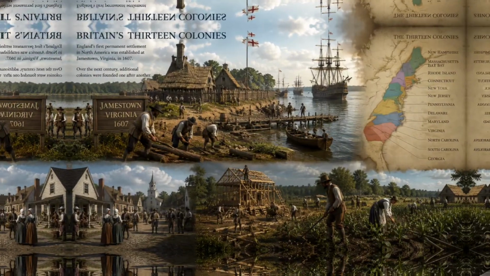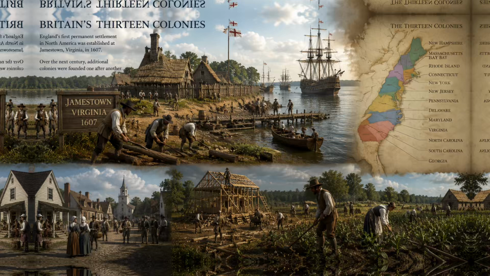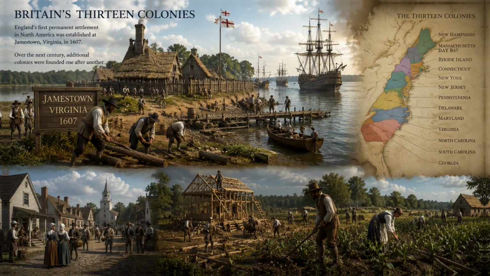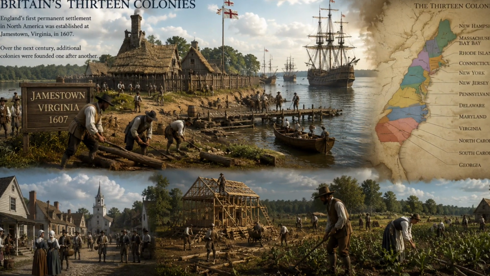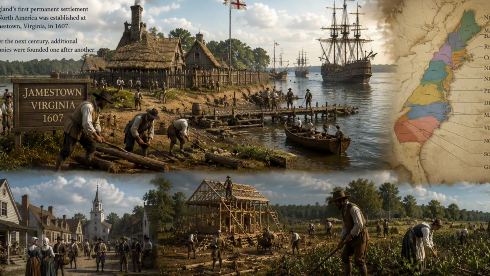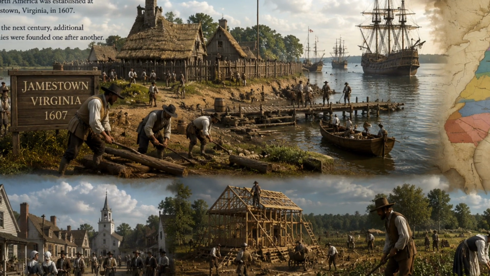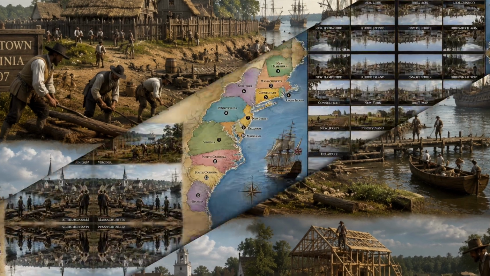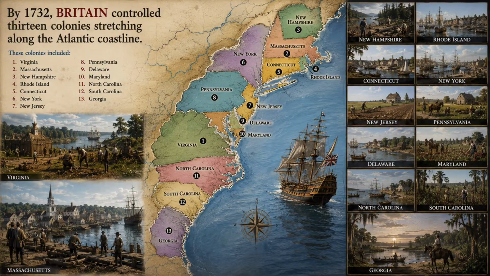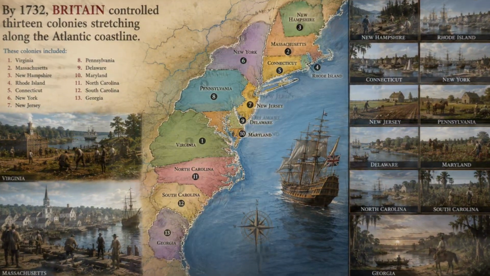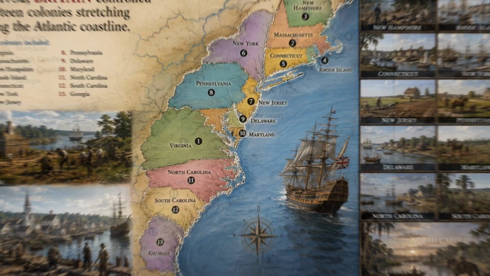Britain's 13 colonies. England's first permanent settlement in North America was established at Jamestown, Virginia in 1607. Over the next century, additional colonies were founded one after another. By 1732, Britain controlled 13 colonies, stretching along the Atlantic coastline.